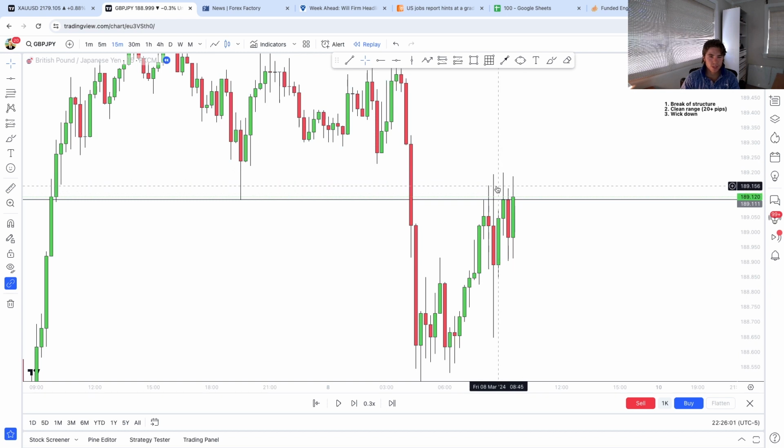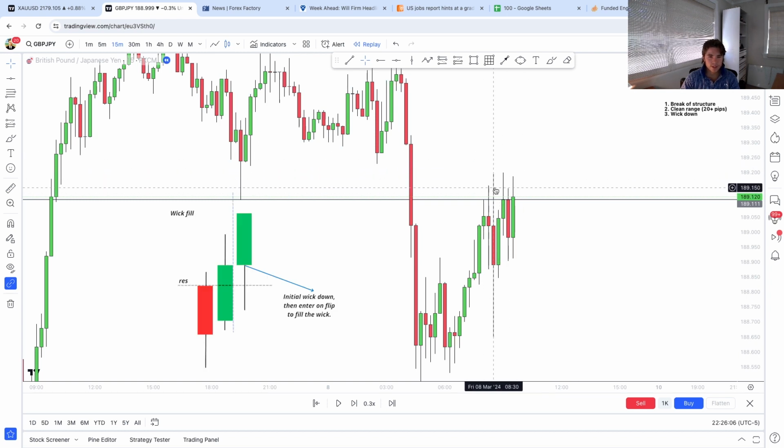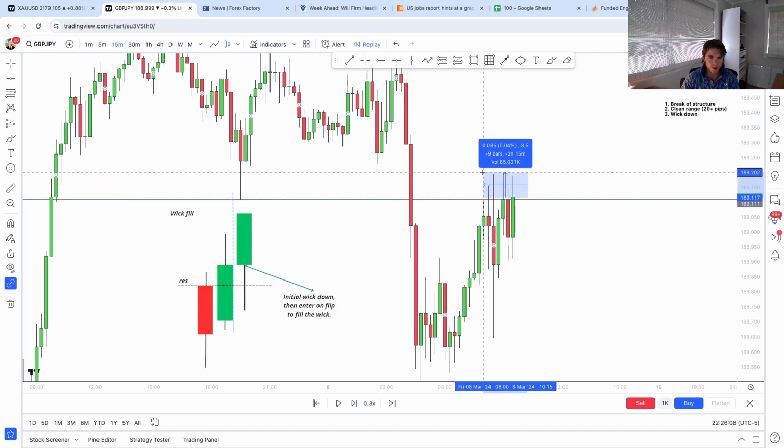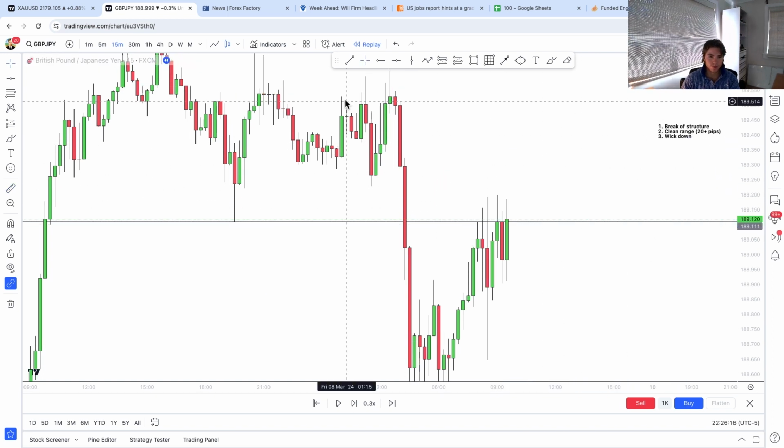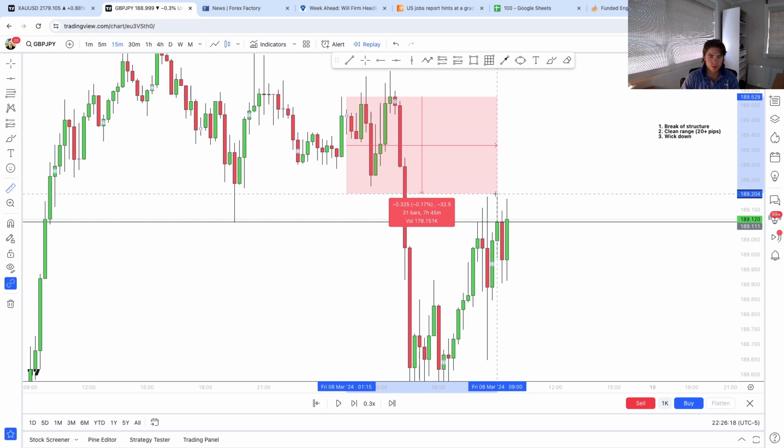In between these wicks, I'm not looking to enter. If there were less wicks, then maybe we could look for a wick fill. This is a rejection. This isn't a wick fill. So we have step 2. We have 20 plus pips of clean range.